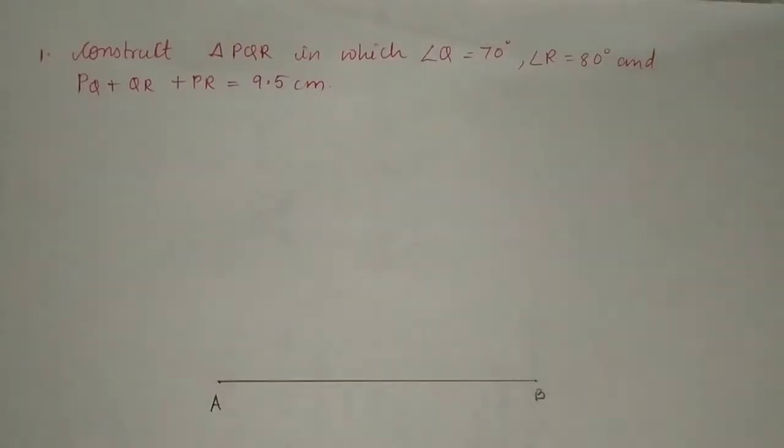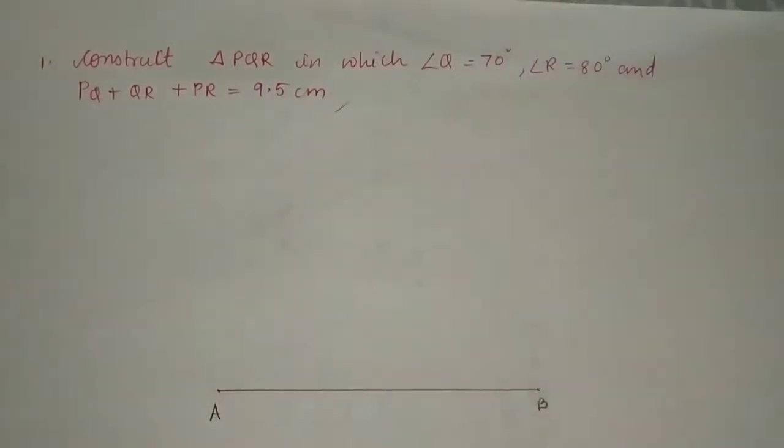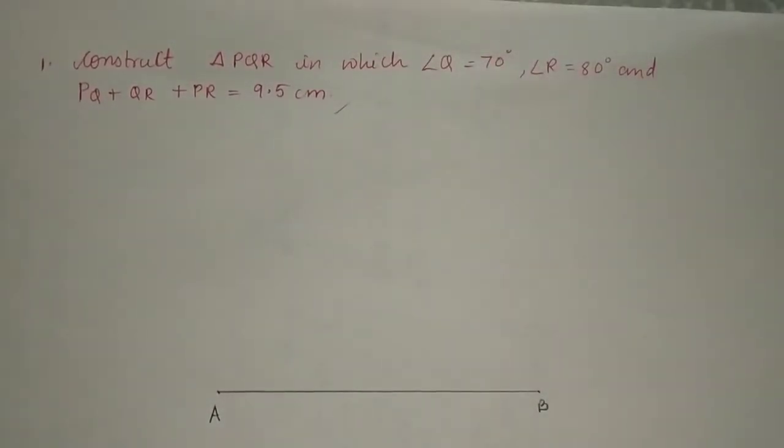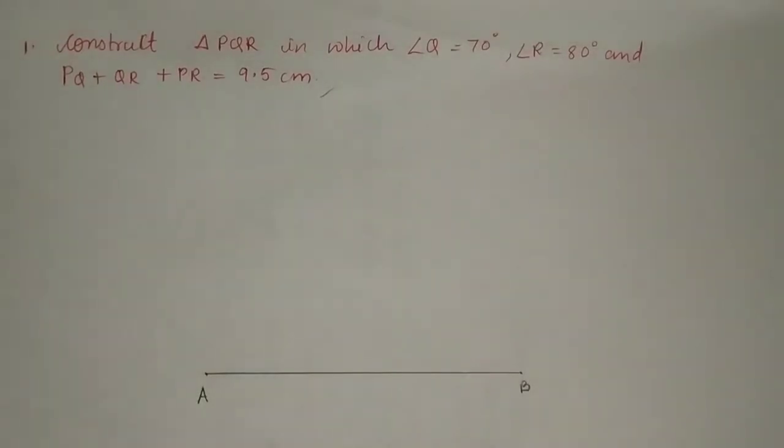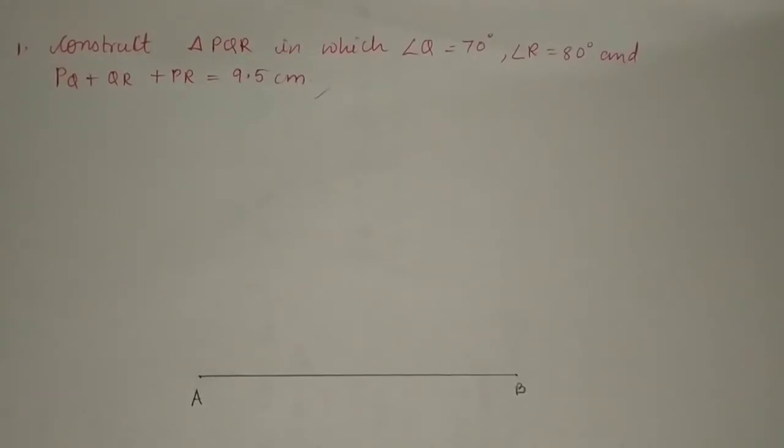After doing this, we have utilized this. Now let us check what we can do with Q and R. For Q and R, we are going to draw the base angles, but we will not take 70 and 80. We will be taking half of each. So now let us draw these angles. Angle Q is 70 degrees, so we'll be taking 35 degrees in place of A.